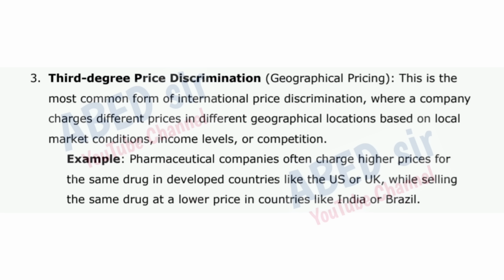3. Third-degree price discrimination. Geographical pricing. This is the most common form of international price discrimination, where a company charges different prices in different geographical locations based on local market conditions, income levels, or competition. Example, pharmaceutical companies often charge higher prices for the same drug in developed countries like the US or UK, while selling the same drug at a lower price in countries like India or Brazil.